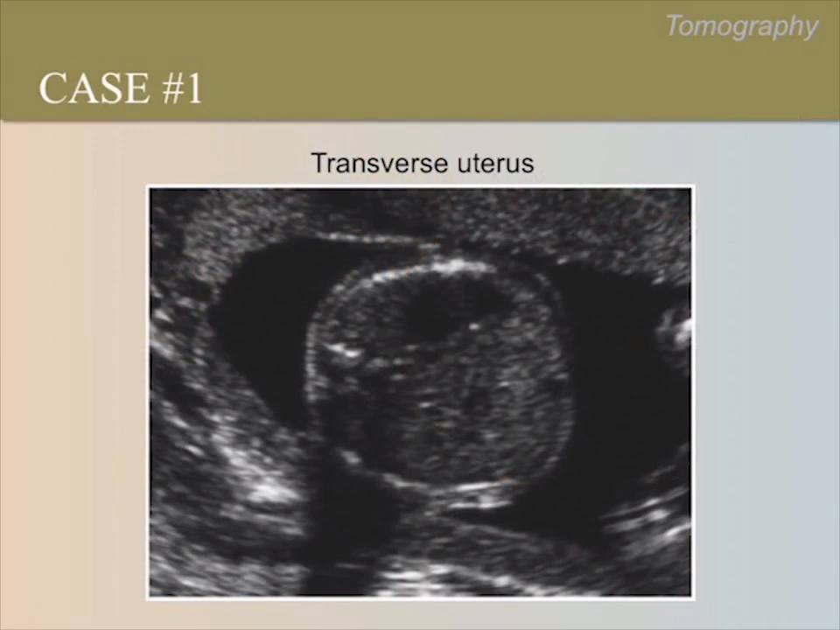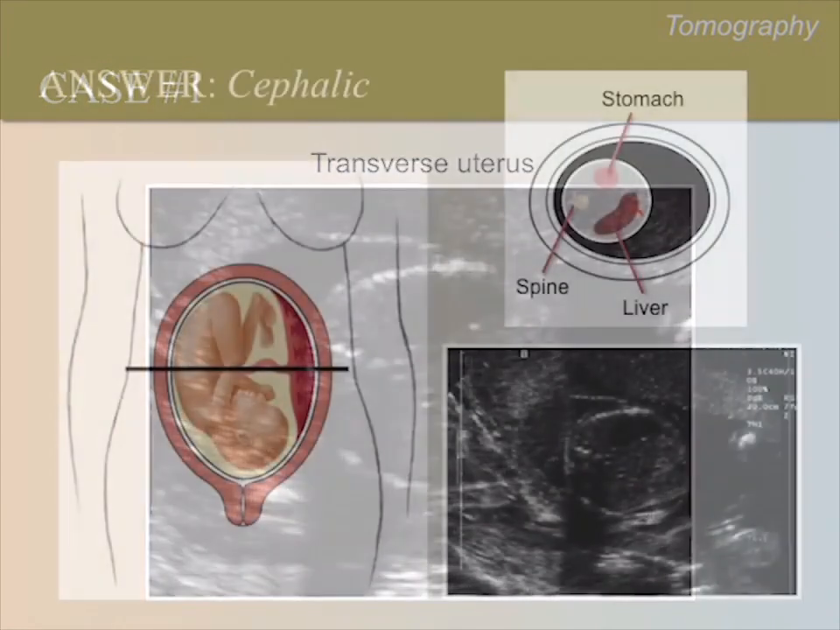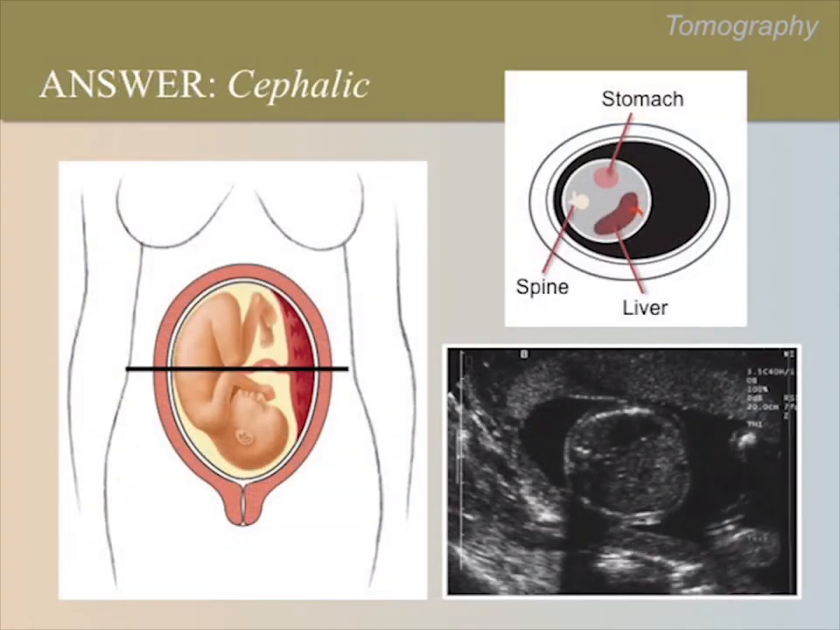What is the lie and presentation of the fetus? Note the position of the fetal stomach with respect to the fetal spine. The fetus has a longitudinal lie and is in a cephalic presentation with the fetal spine on the maternal right.